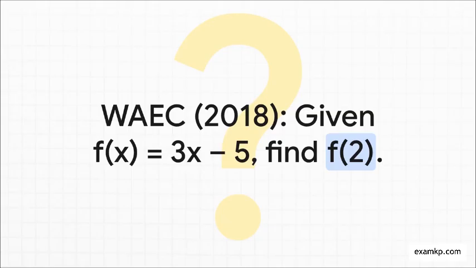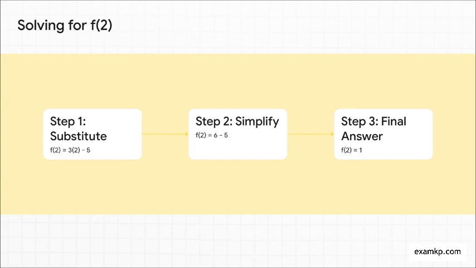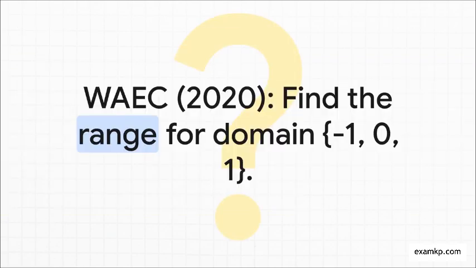They give us the function f of x equals 3x minus 5, and they want us to find f of 2. So how do we solve this? It's really just following instructions. That f of 2 is telling us to replace every single x we see with the number 2. So 3 times 2 is 6. Then 6 minus 5 leaves us with our final answer, which is just 1. Easy, right? Let's try another one.